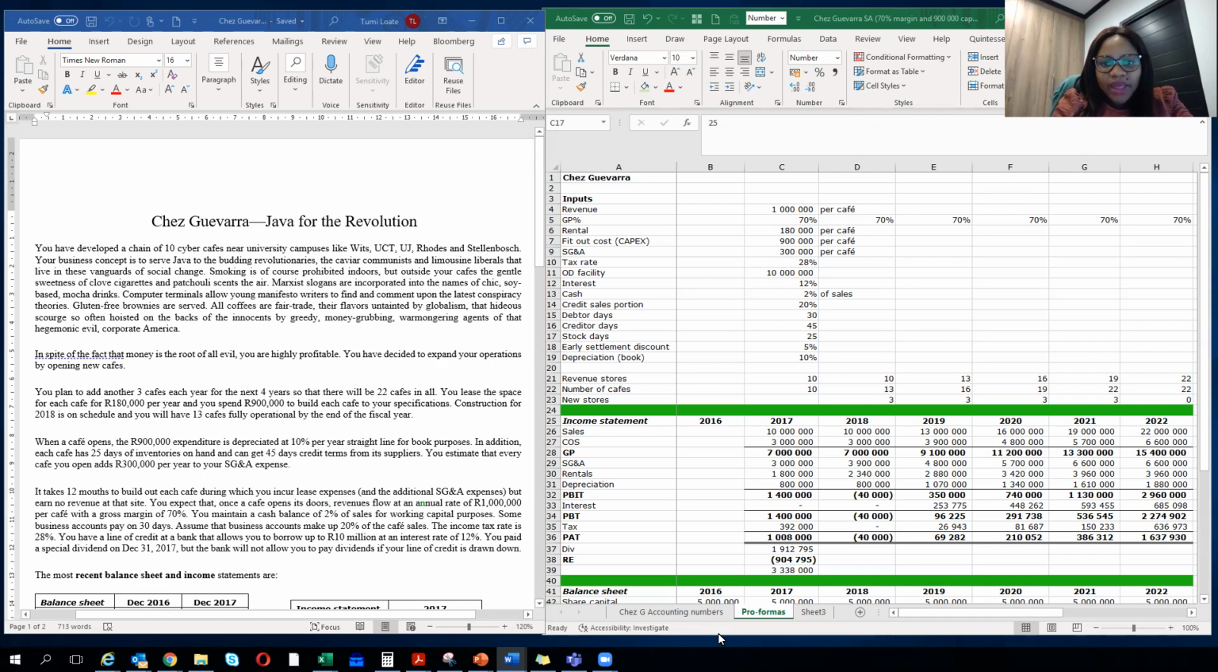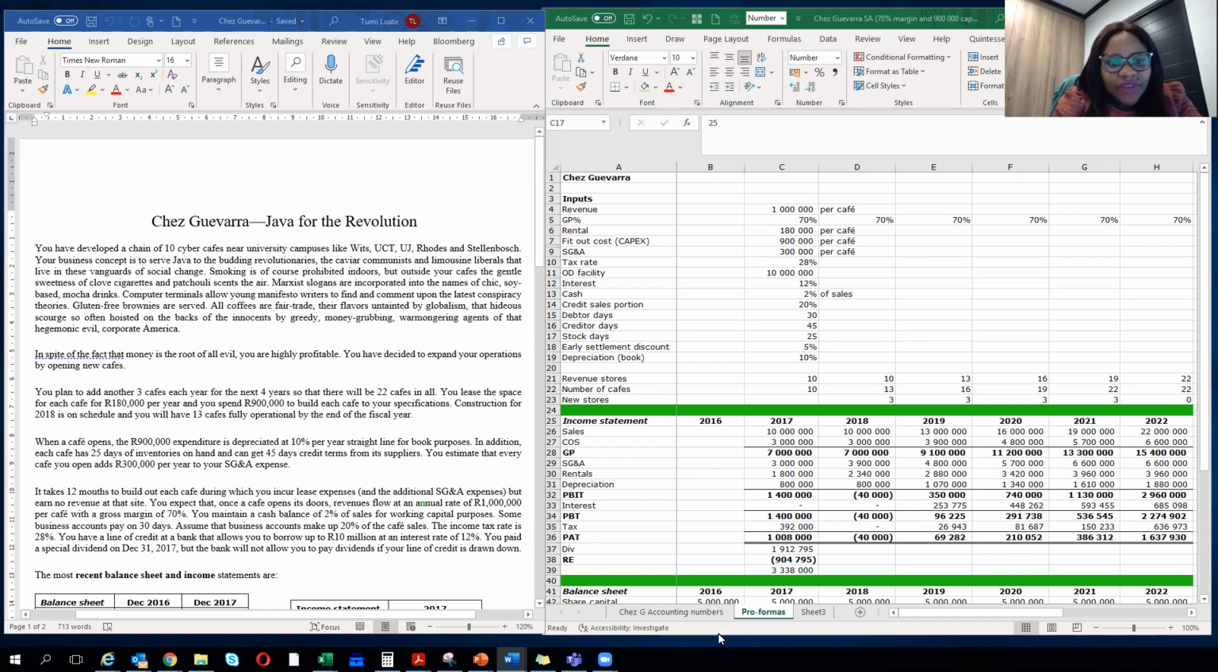This case study is quite a nice one to go through the different parts of your income statement and balance sheet, and what you then need to extract in order to do either the capital budget or the valuation of the company. So let's go through this example and get started.